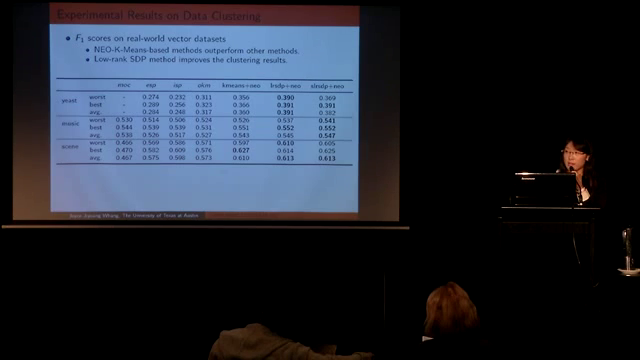In these datasets, there are ground truth clusters, so we were able to compute the F1 scores. We also compare with other state-of-the-art overlapping clustering methods. The first observation was that the Neo-K-means-based methods outperform the other clustering methods. We also observed that using the new LRSDP approaches, we could improve the F1 scores.